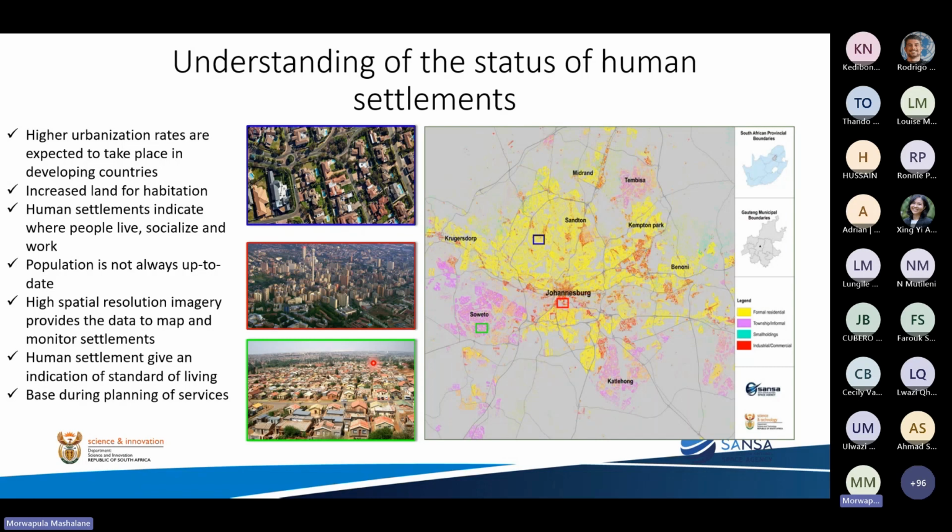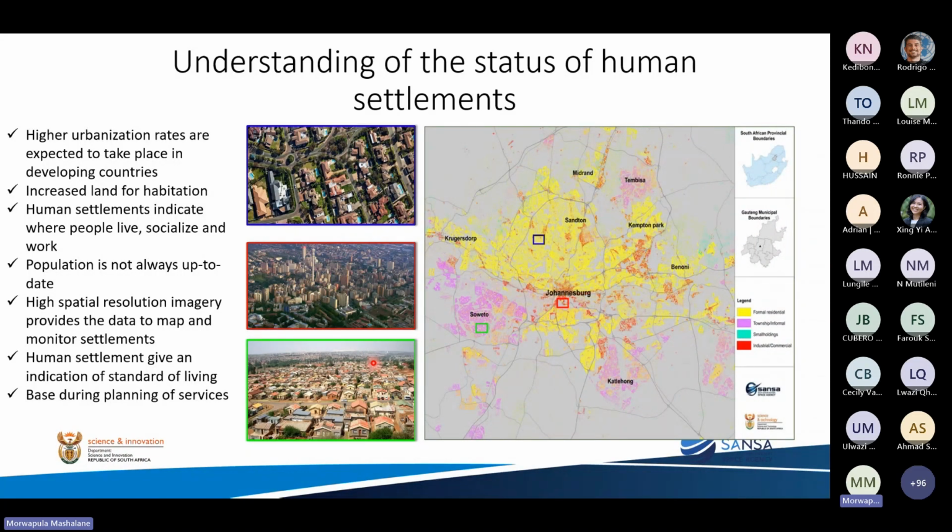Human settlements indicate where people live, where people socialize, where people work, and where people do all other activities that they need. And these human settlements are an indicator of population, because population numbers are not always up to date. So remote sensing can be used to estimate population growth as well. The high spatial resolution imagery provides us with data to map and monitor settlements of all kinds.